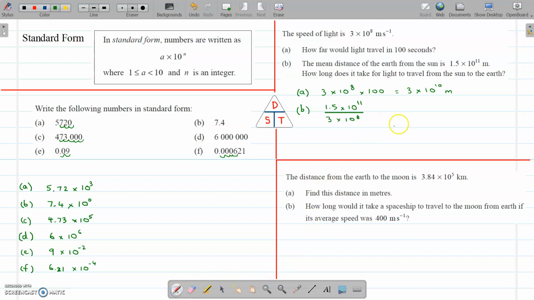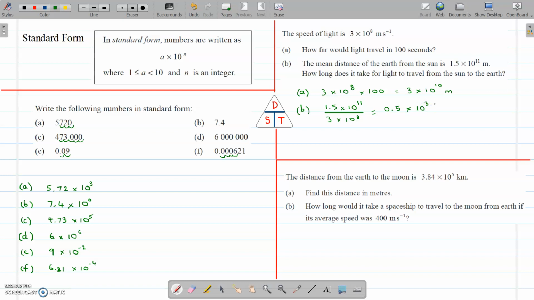Now just watch carefully how I do this, because first of all I can deal with indices in the same way I would if we weren't working in standard form. In other words, if I was dealing with something like 3 cubed over 3 to the power 7. But I've also got to deal with these numbers here. Now 1.5 over 3 is 0.5, and 10 to the 11 divided by 10 to the 8 is 10 cubed. So that's what I get first of all.